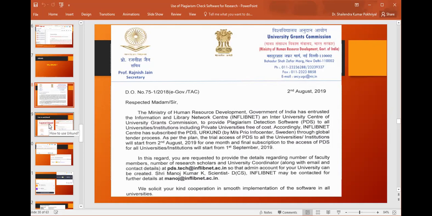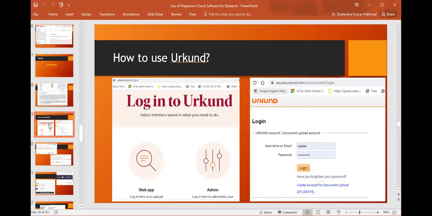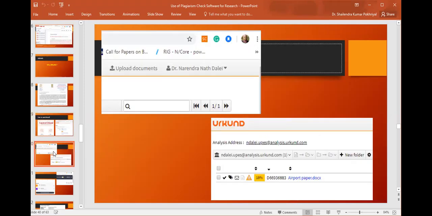So let me tell you how Urkund works. Sir, please go to next slide. So here basically you will get one login ID. Just like I have given here my login ID. You have to log in using your username or email and password. Then here you have the option to upload the document. Once Urkund reads the document, it shows you the level of plagiarism percentage. Here you can see on the right hand side it is showing 18%.